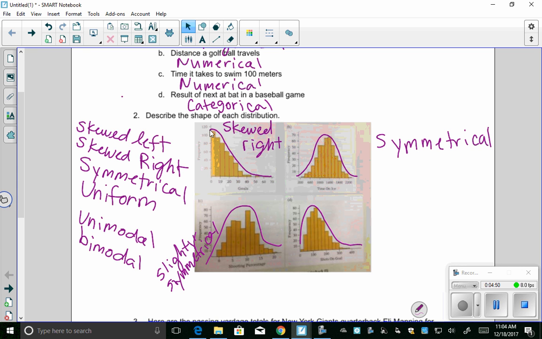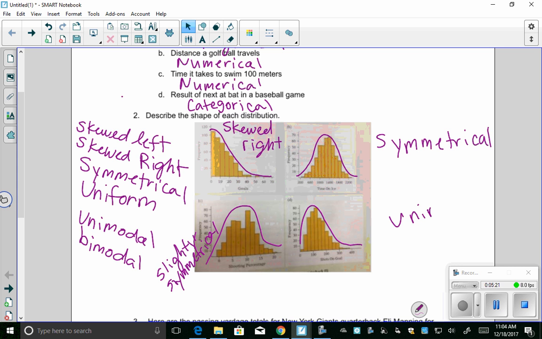On the last graph, does it look symmetrical? No. Hey, y'all hush. Uniform was where all of the bars are exactly the same. Are they all exactly the same? No. Bimodal means there's two humps. Well, unimodal is one. Okay, it is unimodal.